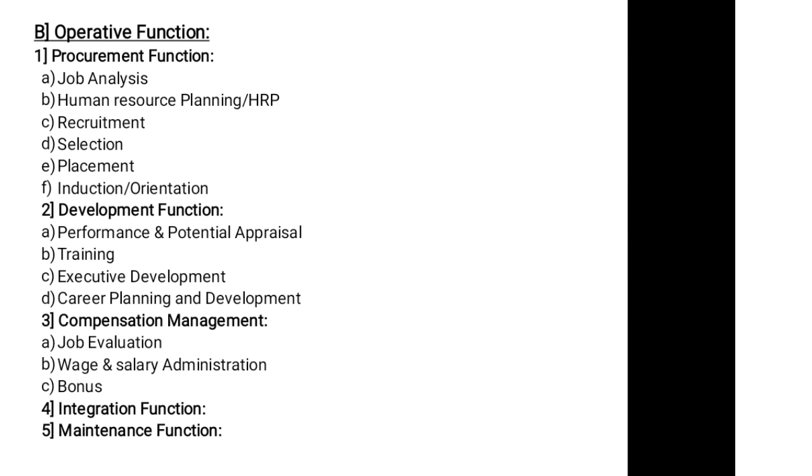The last function under the operative function is the maintenance function. It is concerned with protecting and promoting the physical and mental health of the employees. For this purpose, several types of extra benefits, which are called fringe benefits, are offered, such as housing facilities, medical aid, educational facilities, and conveyance, meaning transportation facilities. Social security measures like provident fund, pension, gratuity, maternity benefits, injury allowances, group insurance, etc. are also covered under this.